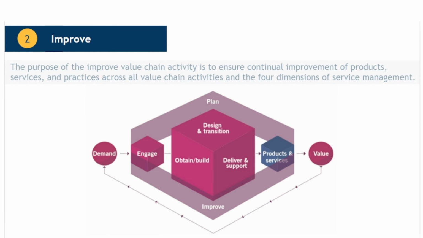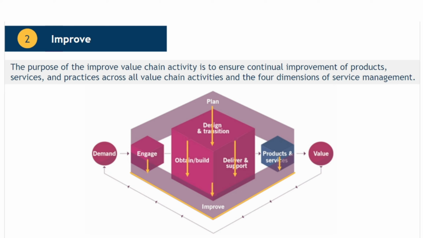The purpose of the Improve Value Chain activity is to ensure continual improvement of products, services, and practices across all value chain activities and the 4 dimensions of service management. Improvements at all levels are initiated and managed as part of this activity. Like Plan, it is an overarching activity, and all elements of the SVS, plus products and services, are in scope and should be considered for improvement opportunities.